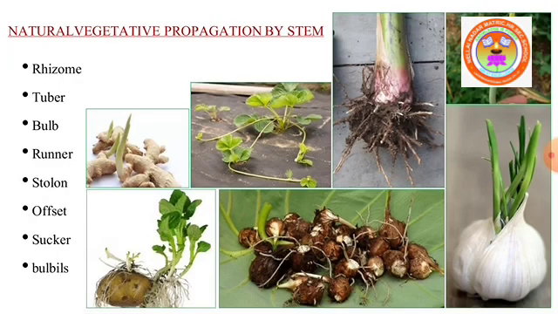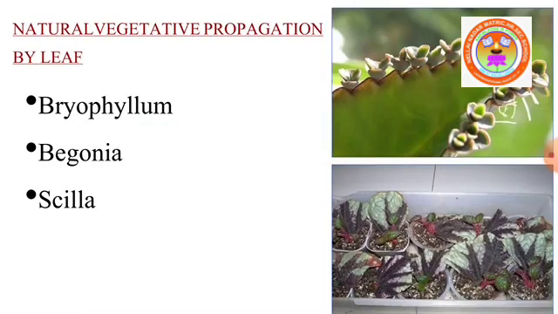In these plants, axillary buds form at the nodes of the rhizome and eyes of the tuber, which give rise to a new plant. Next is vegetative propagation which naturally occurs in plants through leaves: Bryophyllum, Begonia, Scilla. Some of the plants have adventitious buds which develop on their leaves. When they get detached from the parent plant, they grow into individual plants.